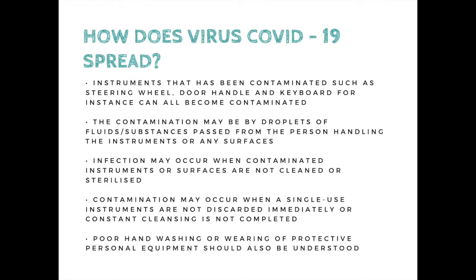When we're talking about how COVID-19 spreads, instruments such as a steering wheel, door handle, or keyboard, for instance, can all become contaminated. The contamination may be by droplets of fluids or substances passed from the persons handling the instruments or any surfaces. Infection may occur when contaminated instruments or surfaces are not cleaned or sterilized. Contamination may also occur when single-use instruments are not discarded immediately or constant cleaning is not completed. Poor hand washing or wearing of personal protective equipment should also be understood.